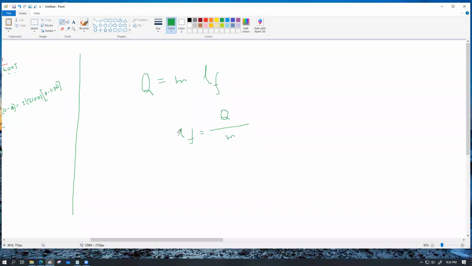Now, one of the questions that usually comes in the exam hall is for this kind of situation. Let's say this is one experimental scenario. I'm going to explain two scenarios simultaneously.